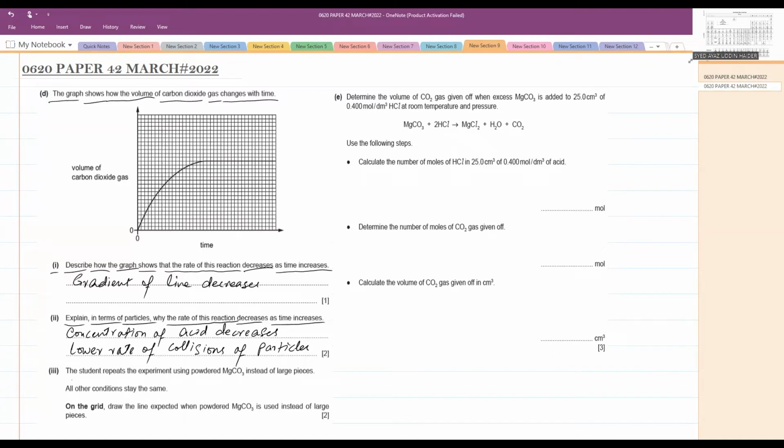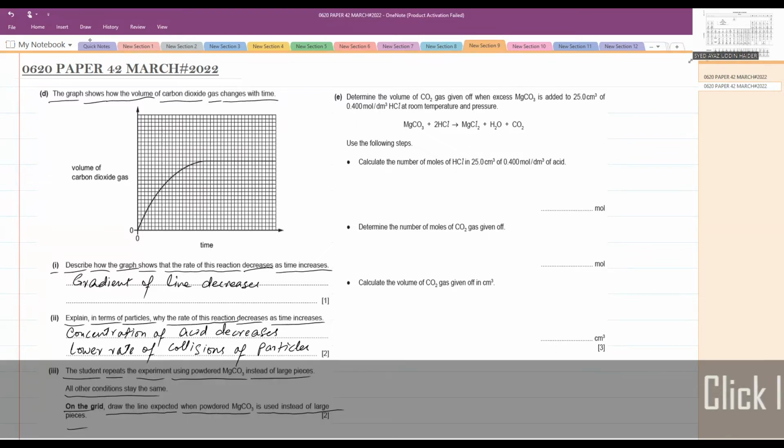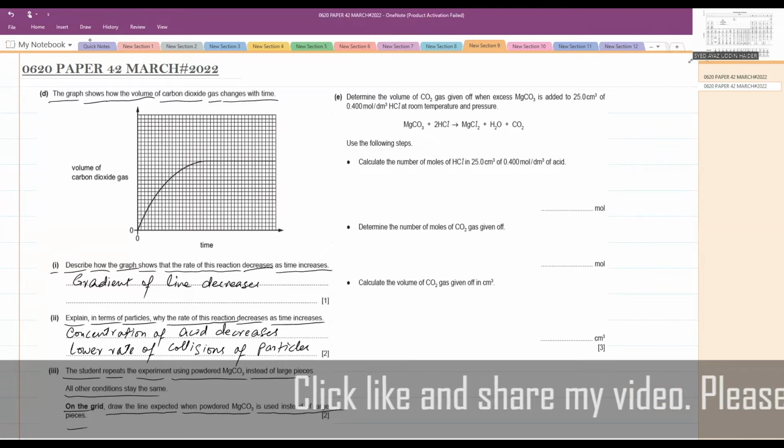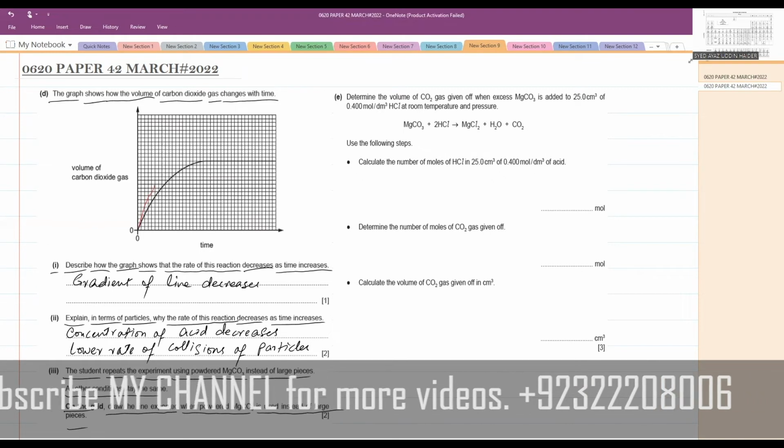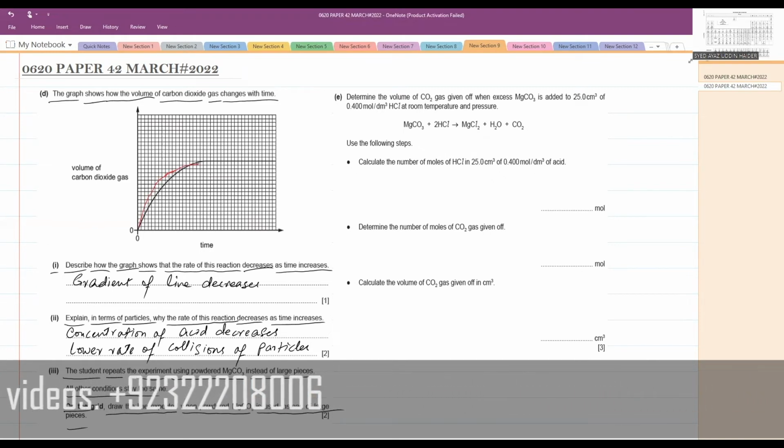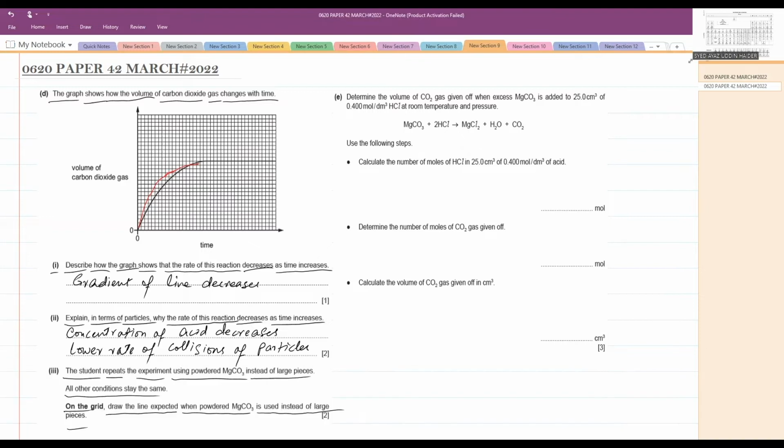For 2D part 3, a student repeats the experiment using powdered MgCO3 instead of large pieces. All other conditions stay the same. On the grid, draw the line expected when powdered MgCO3 is used instead of large pieces. Remember, powder form has a larger surface area than large pieces. Therefore, the rate of reaction will be faster. So you will make a new line steeper than the printed line, like this. Steeper. And the line levels off earlier than the printed line, and levels off at the same volume.